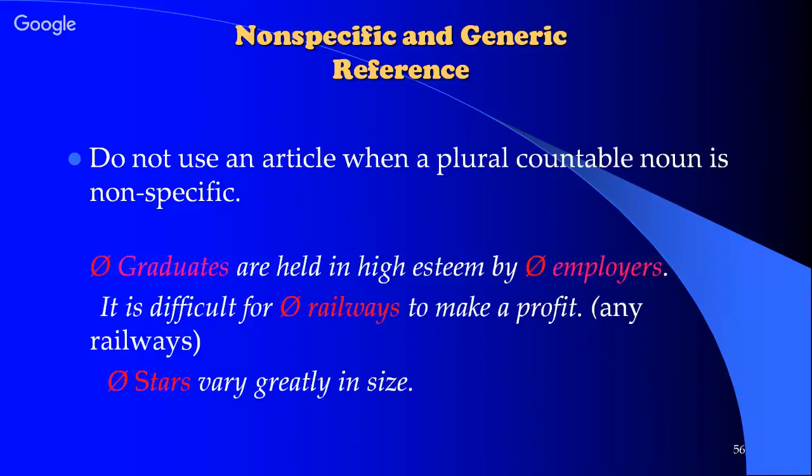Do not use an article when a plural countable noun is non-specific. Graduates are held in high esteem by employers. It is difficult for railways to make a profit. Any railways. Stars vary greatly in size.